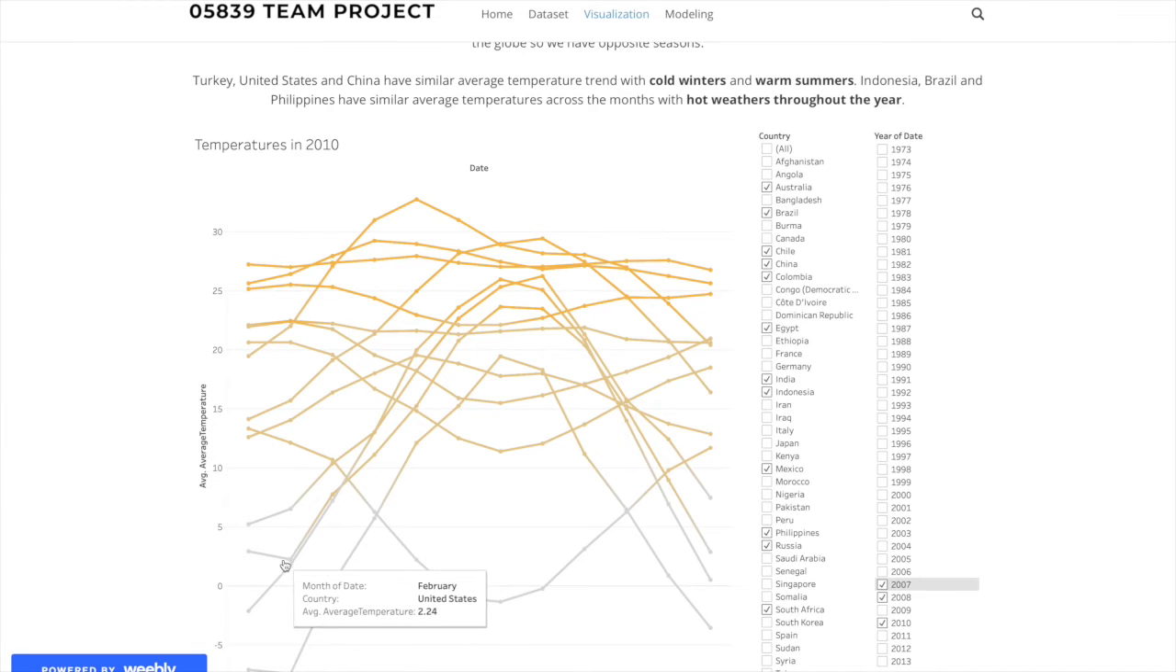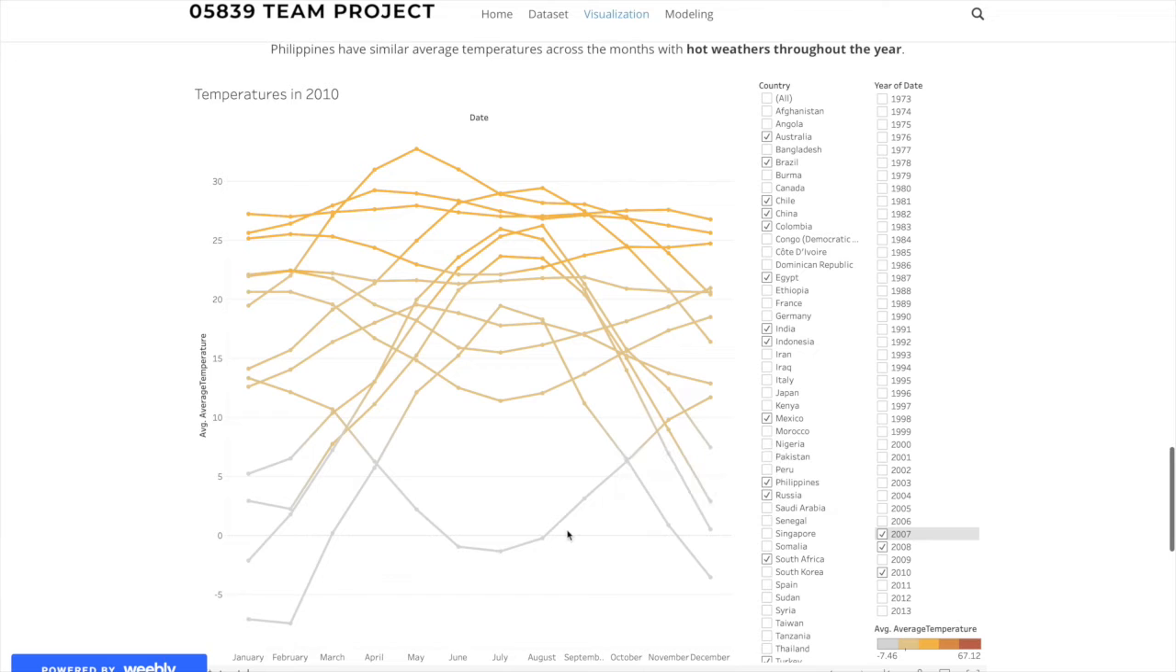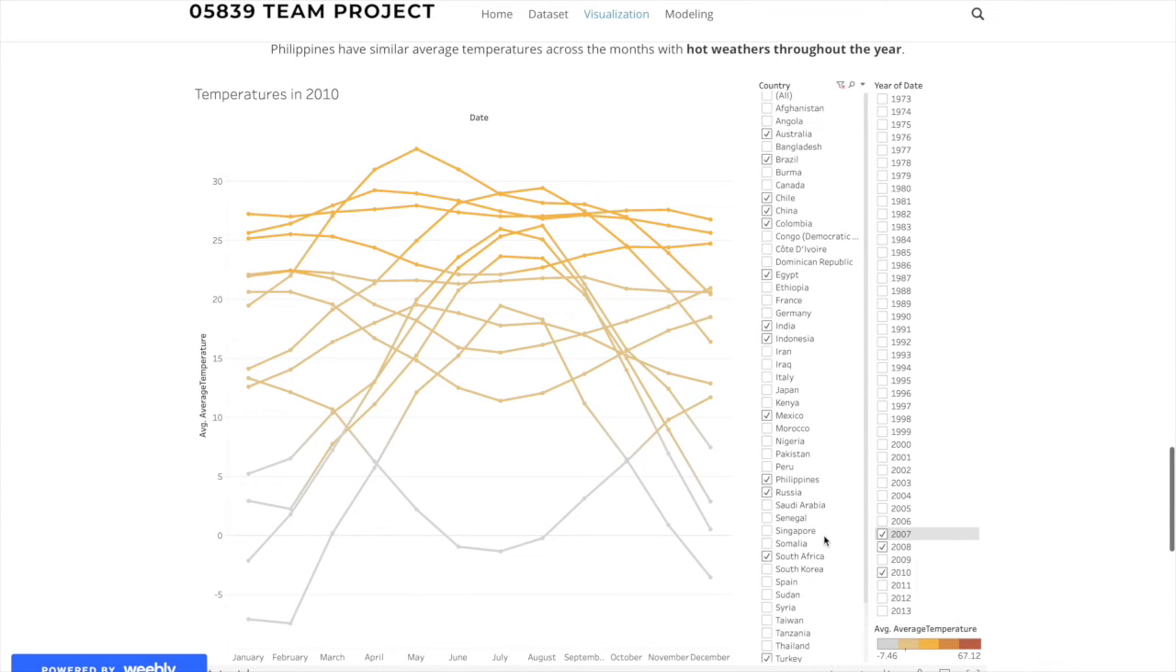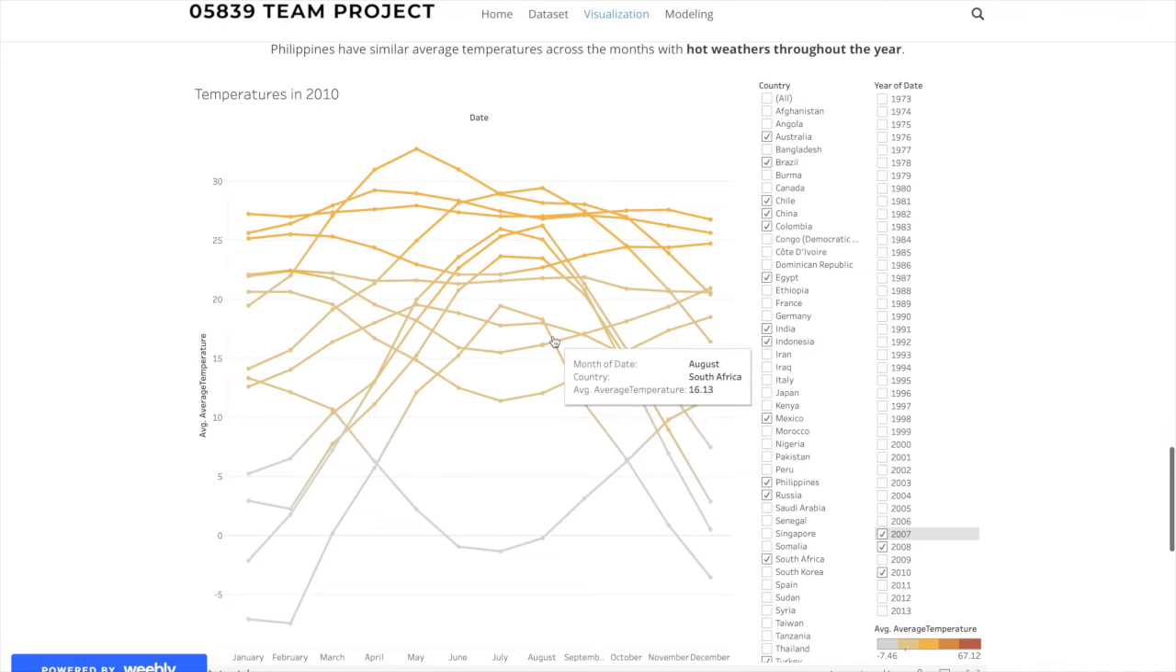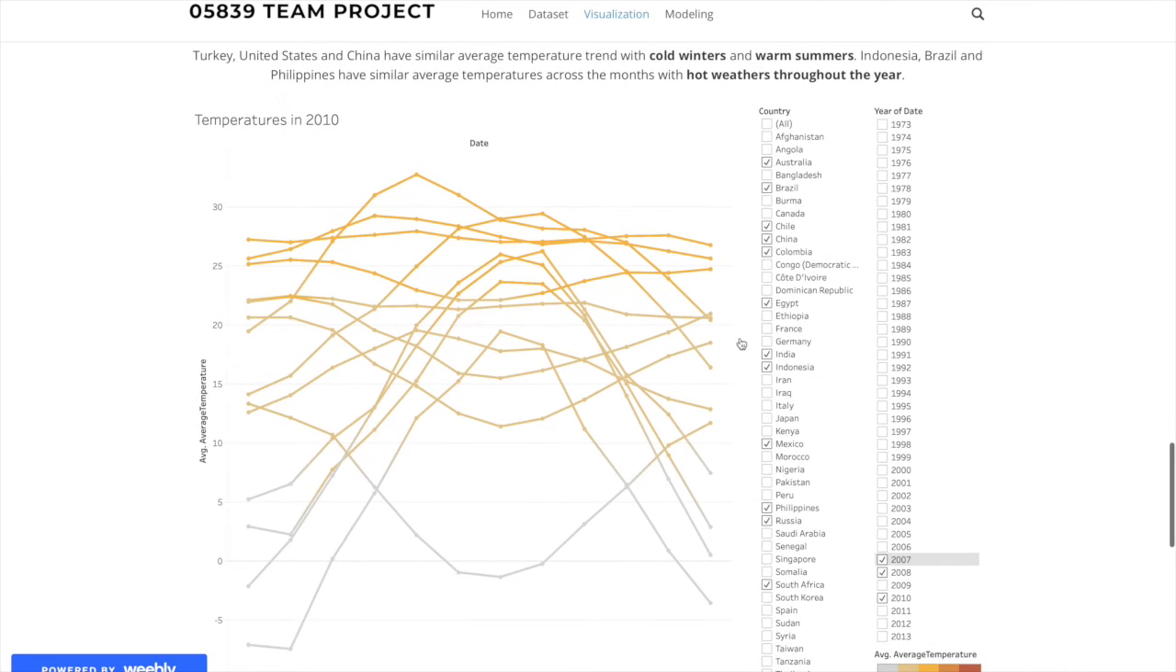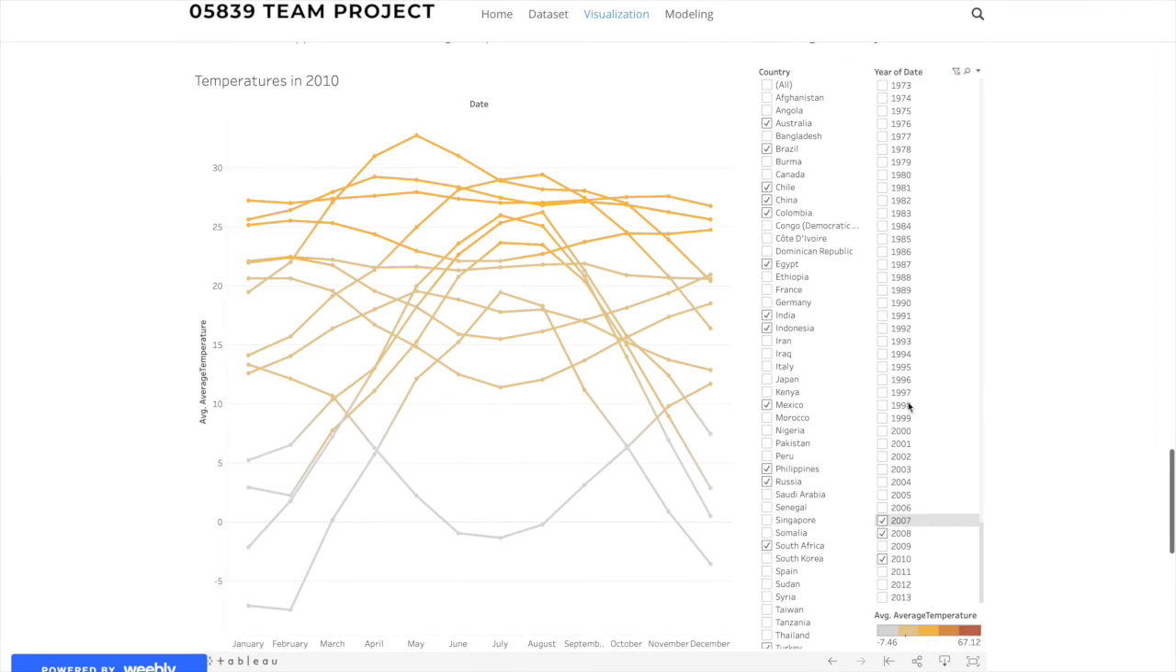We can see that some countries exhibit very similar trends in the average temperature throughout the year. For example, United States and China exhibit pretty similar trends, while Indonesia, Brazil, and Philippines exhibit hot weather throughout the years. We can see that Chile and Australia appear to have the opposite trend as they are on the other side of the globe, so that makes sense.